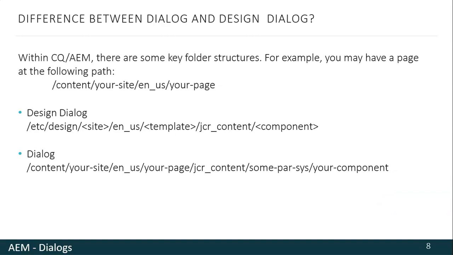It's pretty important to understand the difference between the regular dialog and the design dialog. For example, you may have a page at the following path: /content/sitename/en-us/yourpage. After clicking the save button in the design dialog, the data will be saved at /etc/designs/sitename/en-us/template/jcr:content/yourcomponent. As a result, the component will have a similar configuration with the design for all templates for which we save the dialog. When we use a regular dialog, the data will be stored under the open page, and this data will be used only for that particular page.